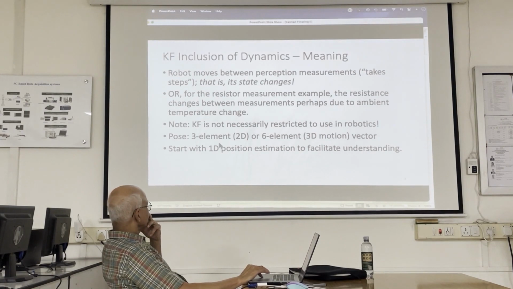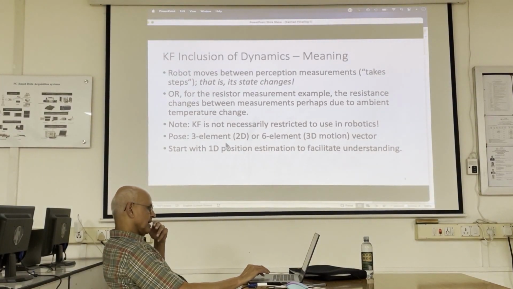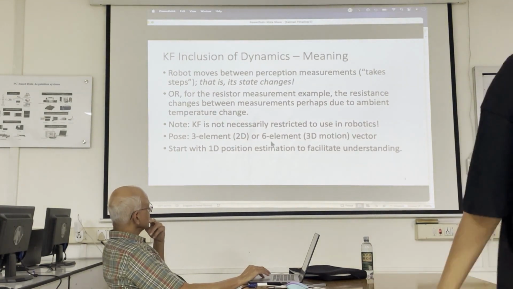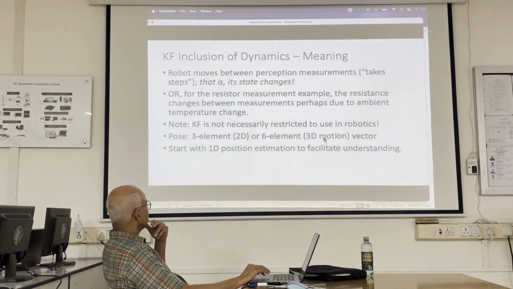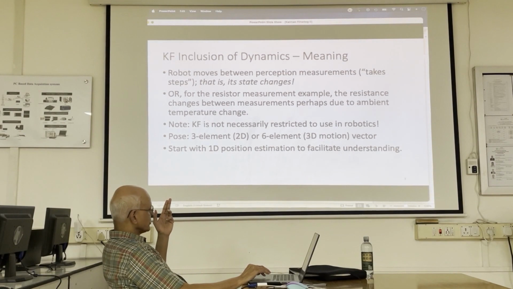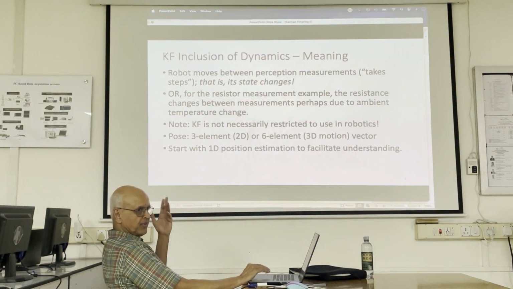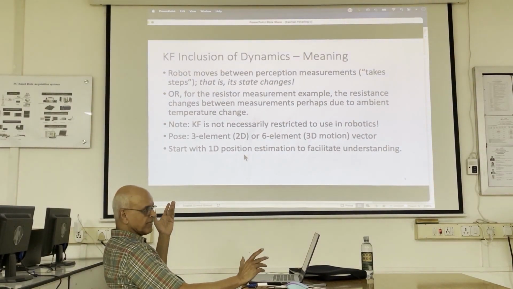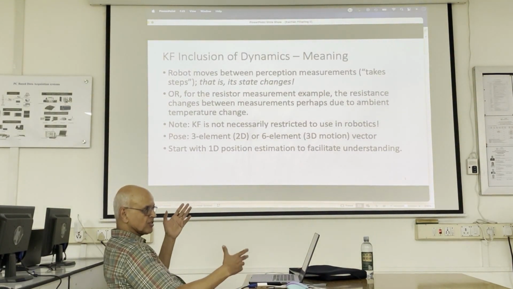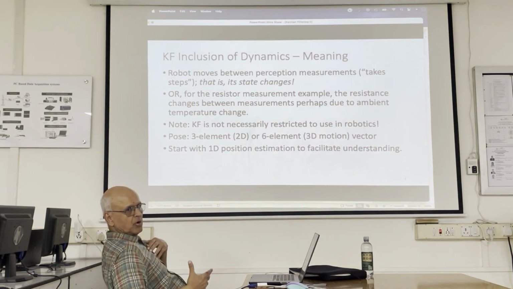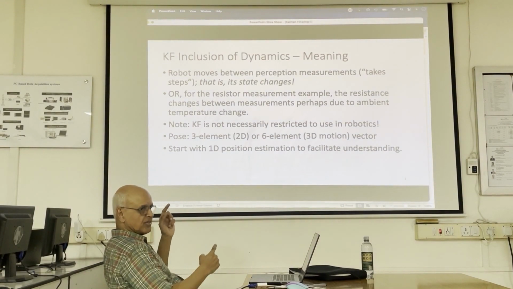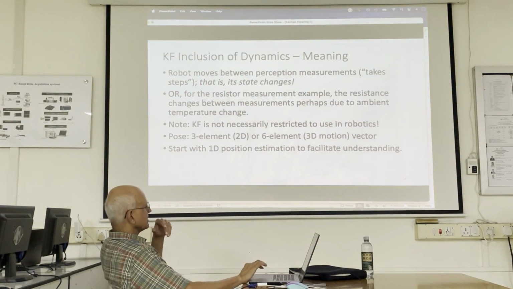Pose is a three-element vector in 2 dimensions. It's a 6-element vector in 3 dimensions, and you can also add velocity and so on. If you want to estimate velocity, you can also put it there. So why are we doing the 1D position estimate, which is not a very interesting application? It's because you have to start simple. A robot that only moves in 1 dimension is obviously not very useful, but we use it to get started on the process of understanding.